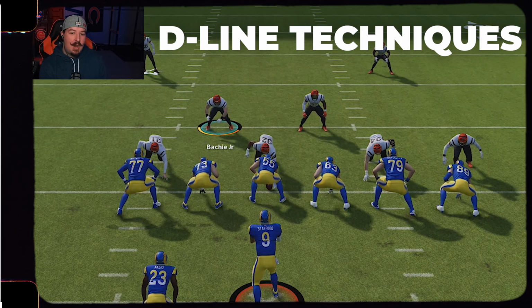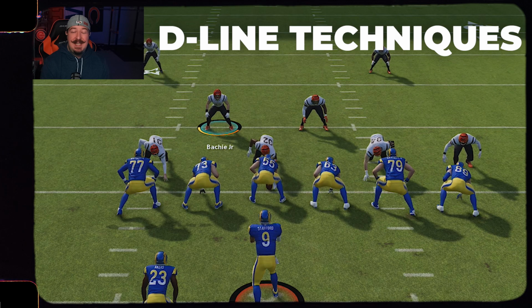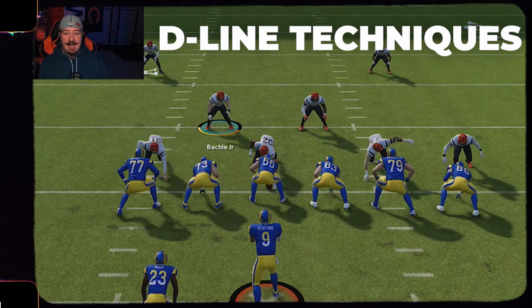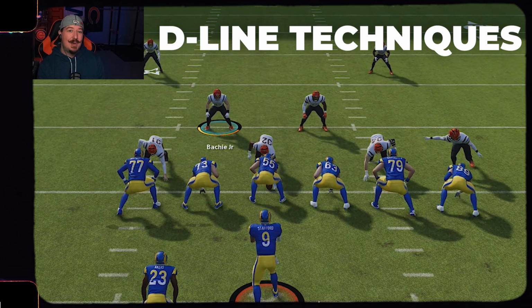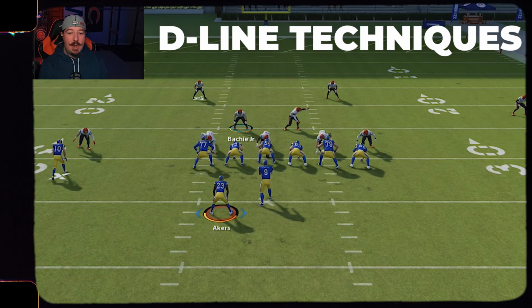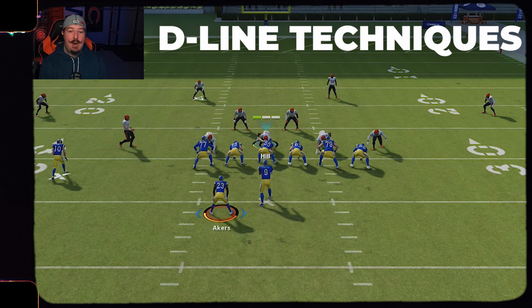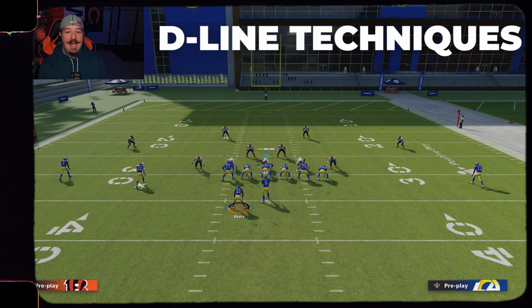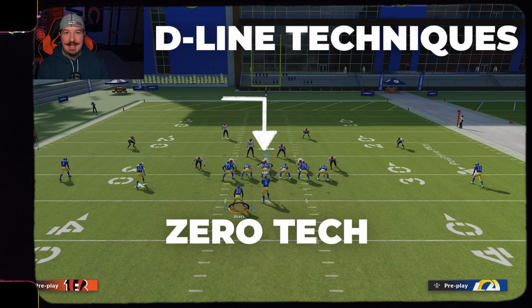So let's go ahead and talk about how this works. The easiest way to remember this is that it goes even numbers are head up, odd numbers fill the gaps. So when we talk about the player that is dead over the center in a defense, this is known as your zero technique, also known as a nose tackle.